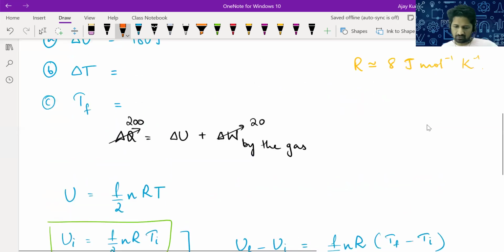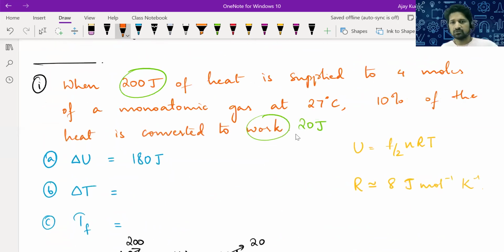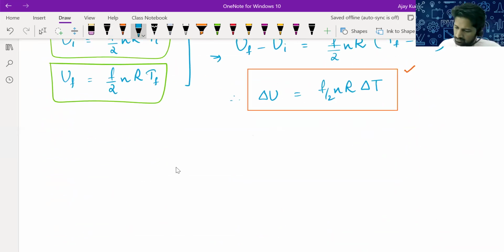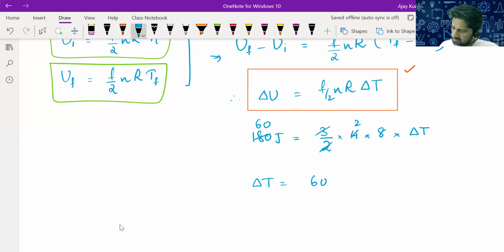Now in this question, out of the 200 joules supplied, 10%, that is 20 joules, was converted to work. So 180 joules was stored as internal energy. So we can write 180 joules is equal to, see, it's a monoatomic gas, it has 3 degrees of freedom, so 3 by 2. How many moles were there? 4 moles. And I asked you to take R as 8, multiplied with delta T. You will get the temperature change from there. Not a big deal. 2 times 3, and 180 will go 60 times. So the change in temperature will be 60 divided by 16. Okay, you can simplify that.